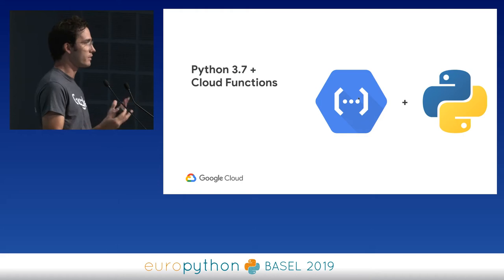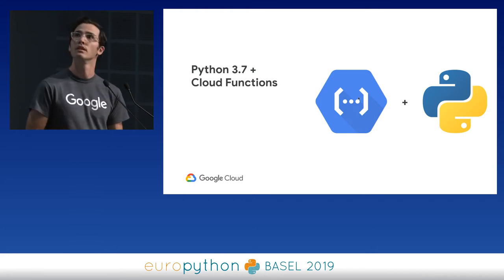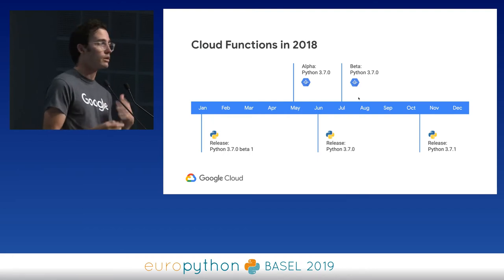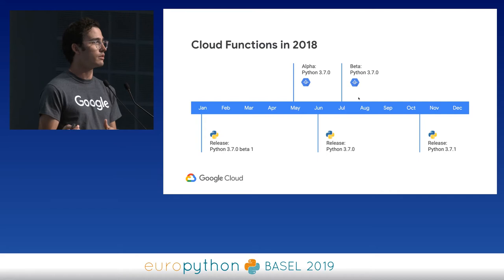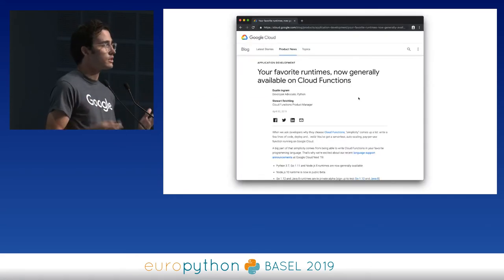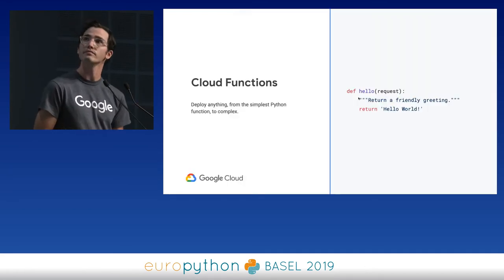But yeah, you have some flexibility there, and it happens pretty quickly in relation to what the community is doing. This is sort of a rough timeline, so it gives you an idea of how quickly we went from the release of 3.7 to the 3.7 runtime in Cloud Functions. And yeah, it's generally available now, which means please go ahead and use it in production.